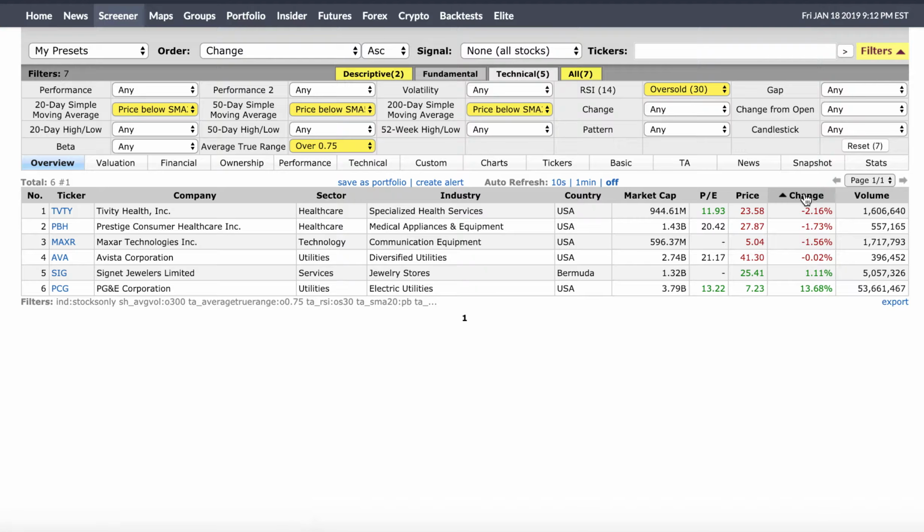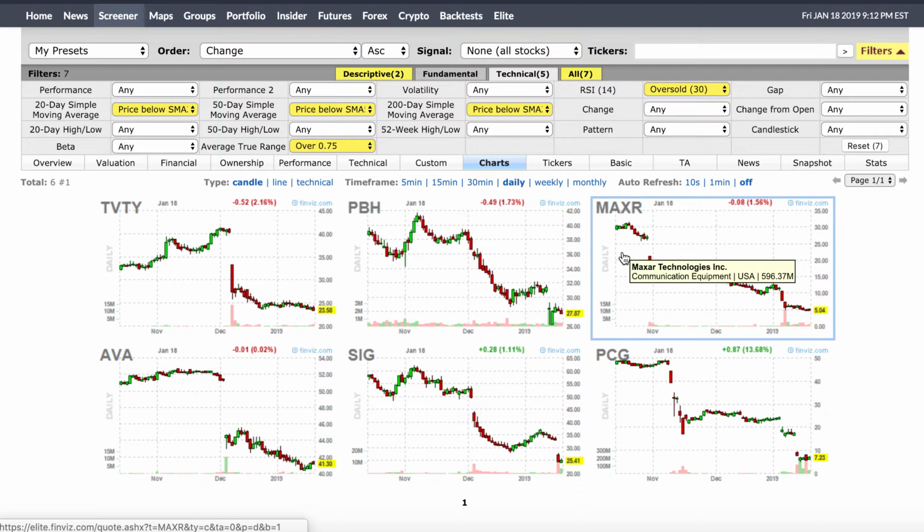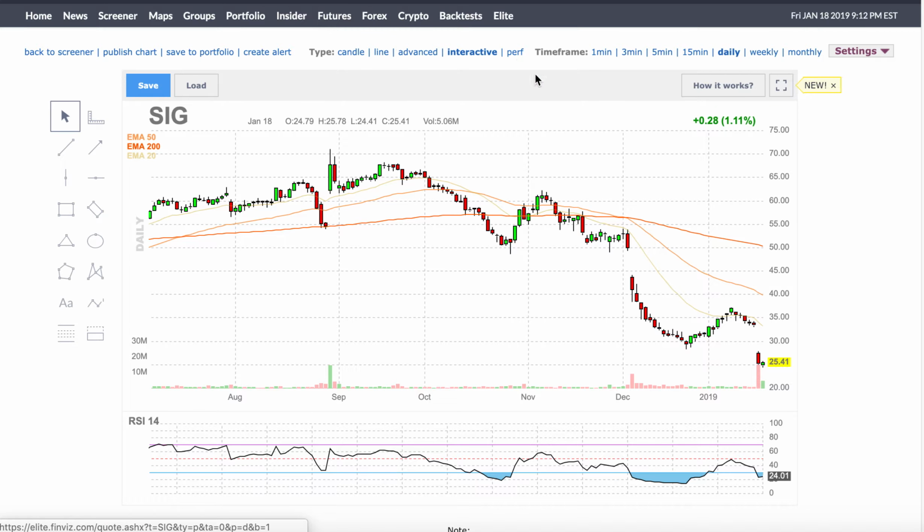Let's do it like this. If you see something like, say, SIG, you go on interactive, you see the stock is below the 200, below the 50, below the 20, and the RSI is pretty stretched down. Over here, it was down as much as 13, and then it had this snapback, right? The lower the stock is, the better the chances.